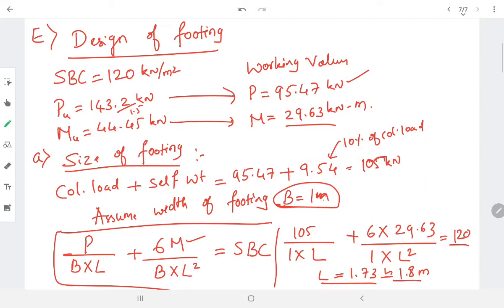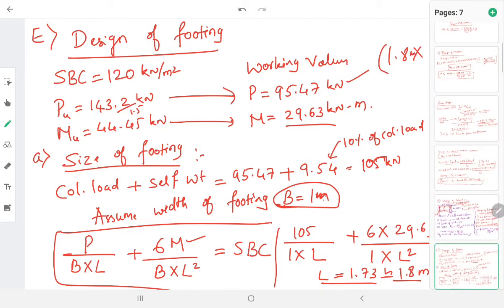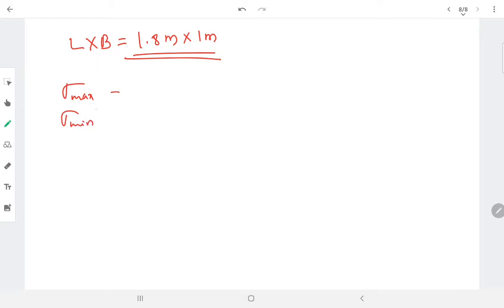So right now the size of the footing we can take as 1.8 by 1 meter. We know that length L is 1.8 meter and width B is 1 meter for the footing. For this we need to calculate sigma max and sigma minimum. Here it is again calculated by the same formula, P divided by B into L plus or minus 6m divided by B into L square.